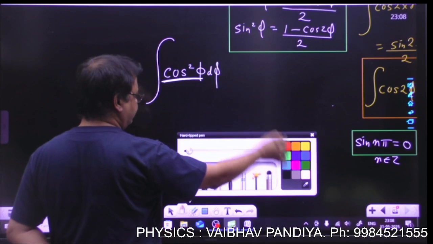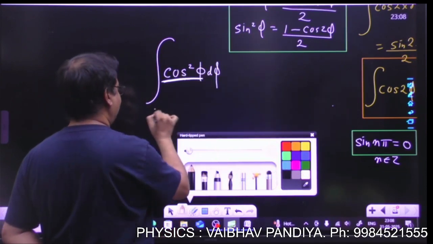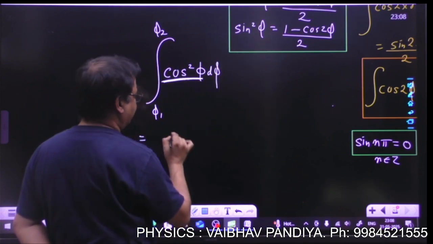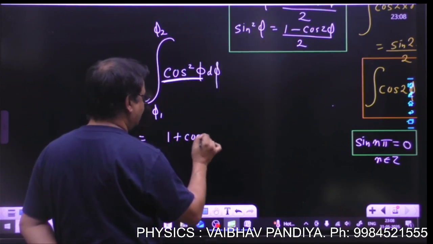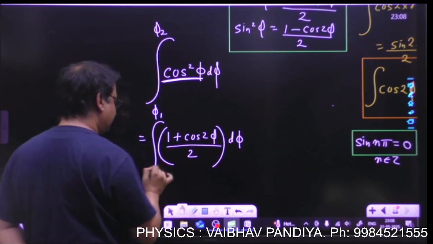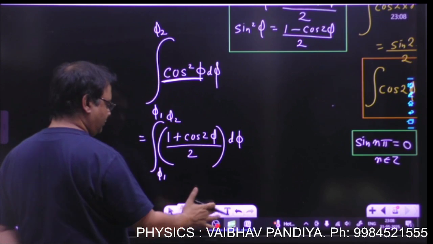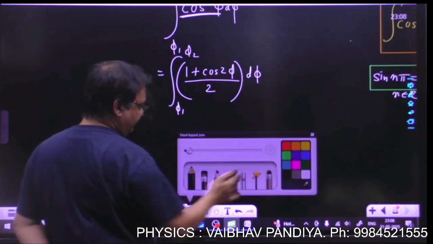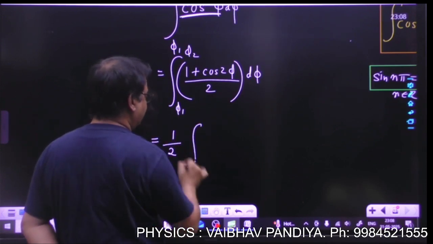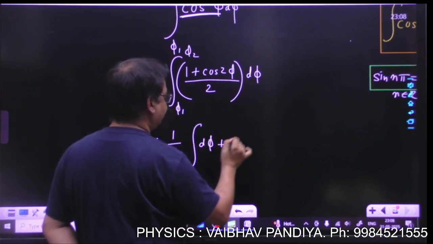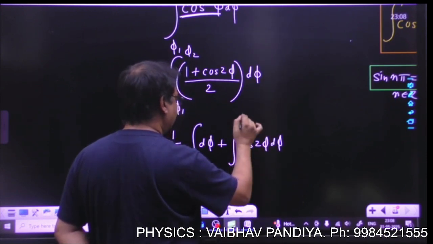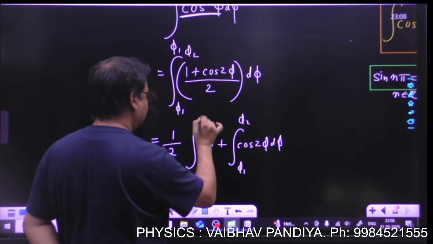So see, suppose we have to integrate this quantity cos square phi d phi from phi 1 to phi 2. So I can convert it to the double angle. I can write 1 plus cos 2 phi by 2 d phi, correct? Within the limits phi 1 to phi 2. This integral will come to be, I can take half outside, so it will be d phi plus cos 2 phi d phi, okay, phi 1 to phi 2, phi 1 to phi 2.